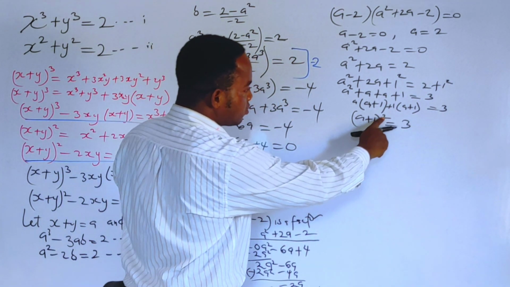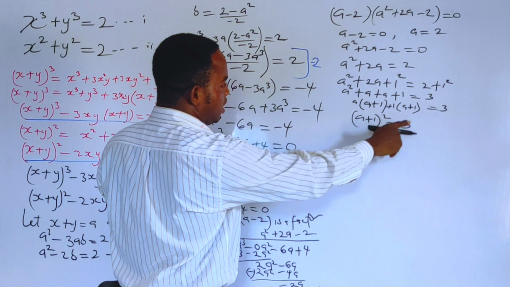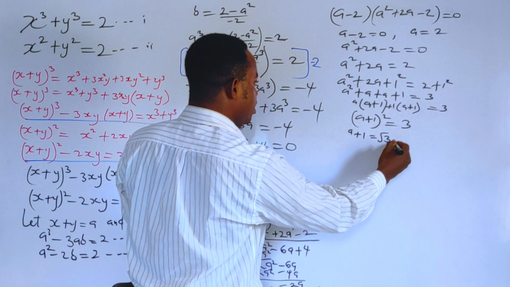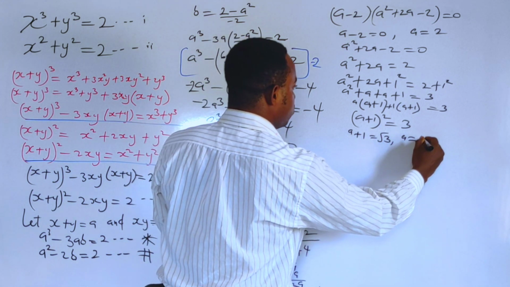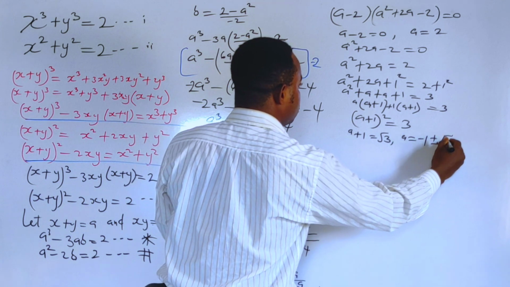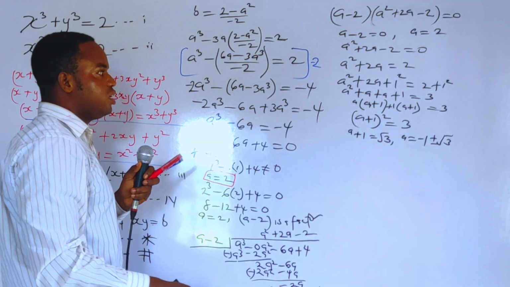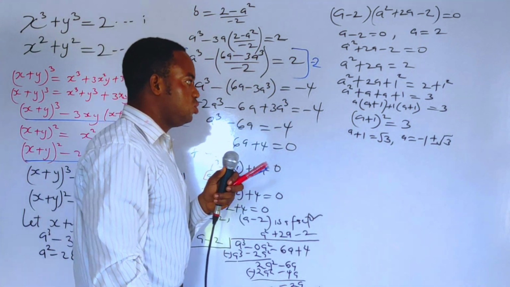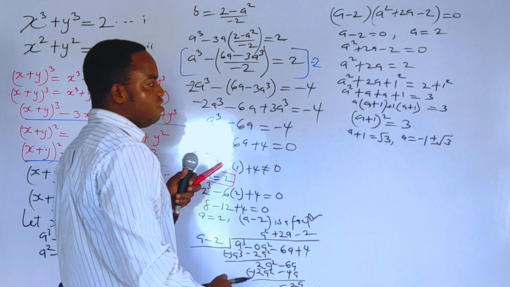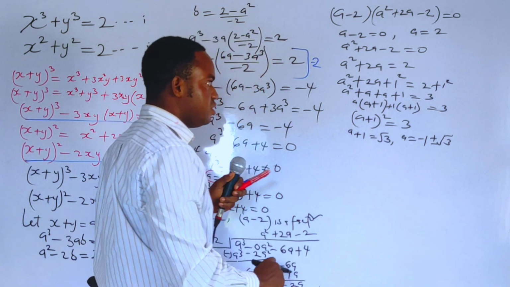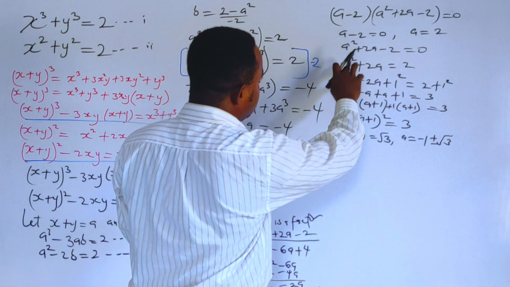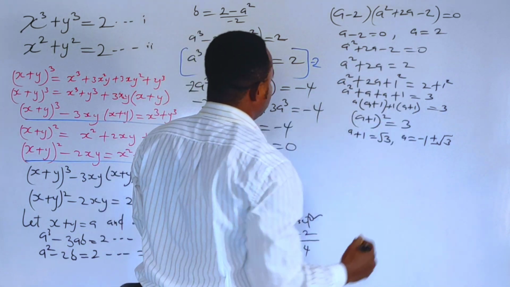Now, to obtain this, we take the square root of both sides, and a plus 1 is equal to the square root of 3, such that a is equal to minus 1 plus or minus the square root of 3. Well, if we are going to be sticking to integers so that we don't waste a lot of time working on this, because the video is getting lengthy already, let us focus on these integers, the value for which a is equal to 2.